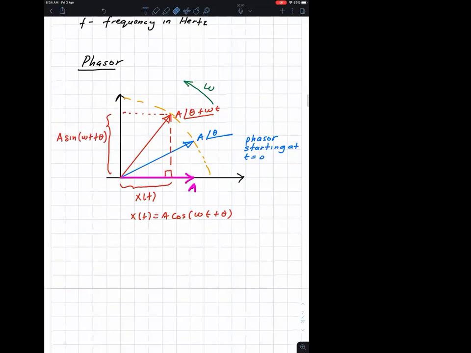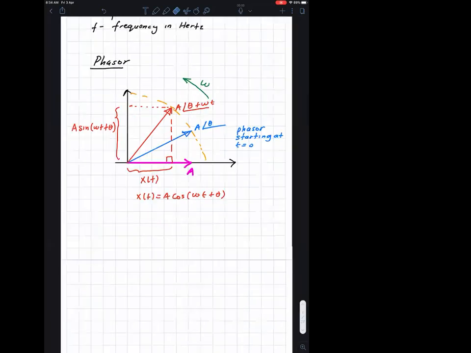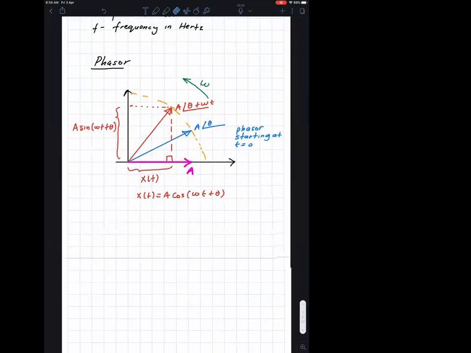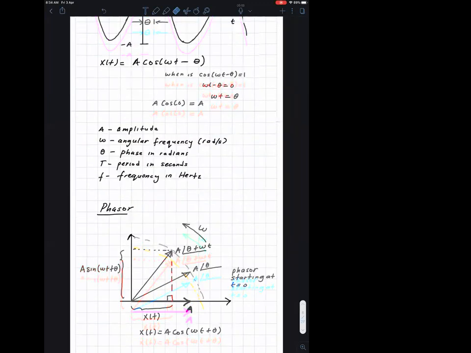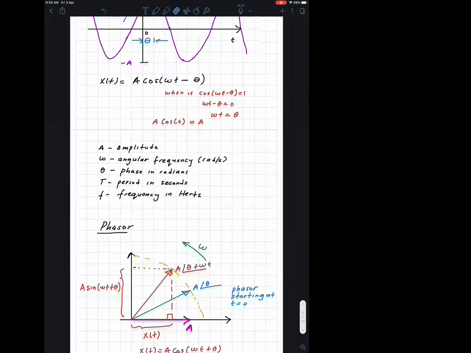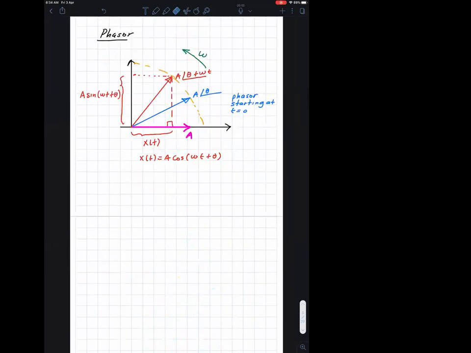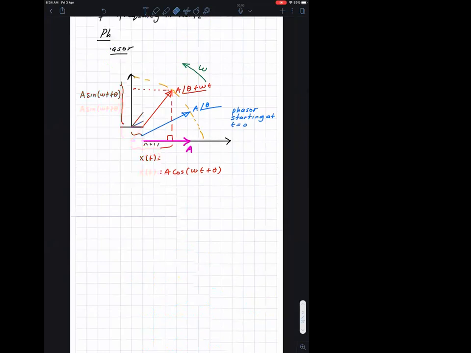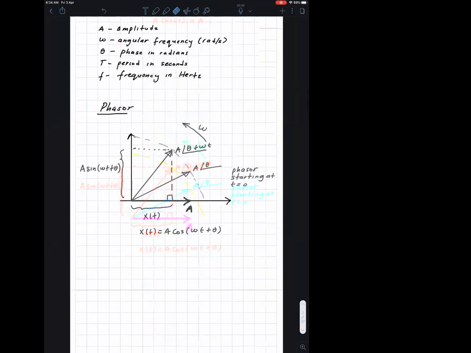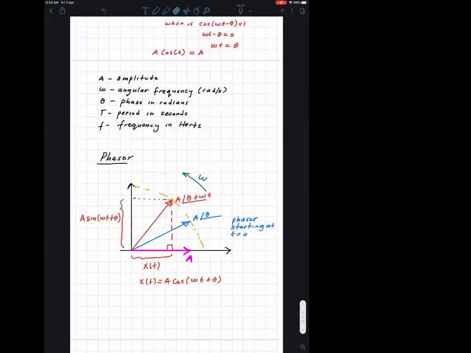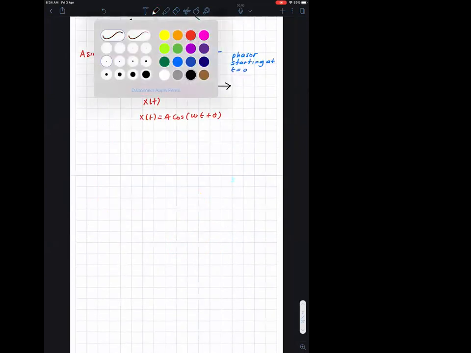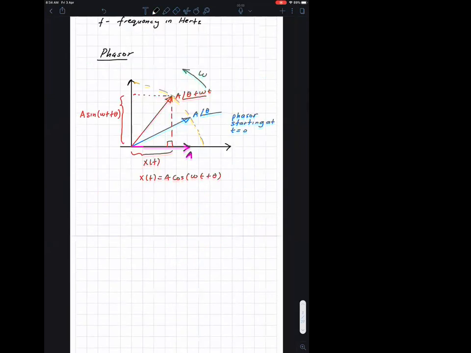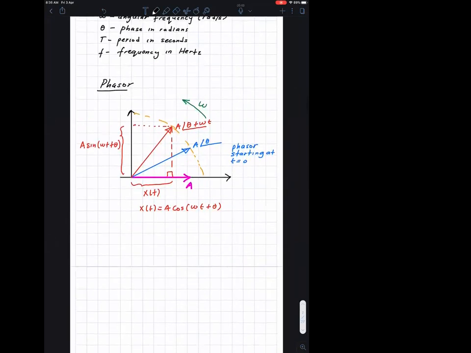Okay, so that's how you look at it. You have it in time domain, and then you can also represent this information as a phasor. A phasor is a rotating vector. As it rotates, it traces out the sine wave or cosine wave. Any questions on this? So far, so good, sir. Okay.